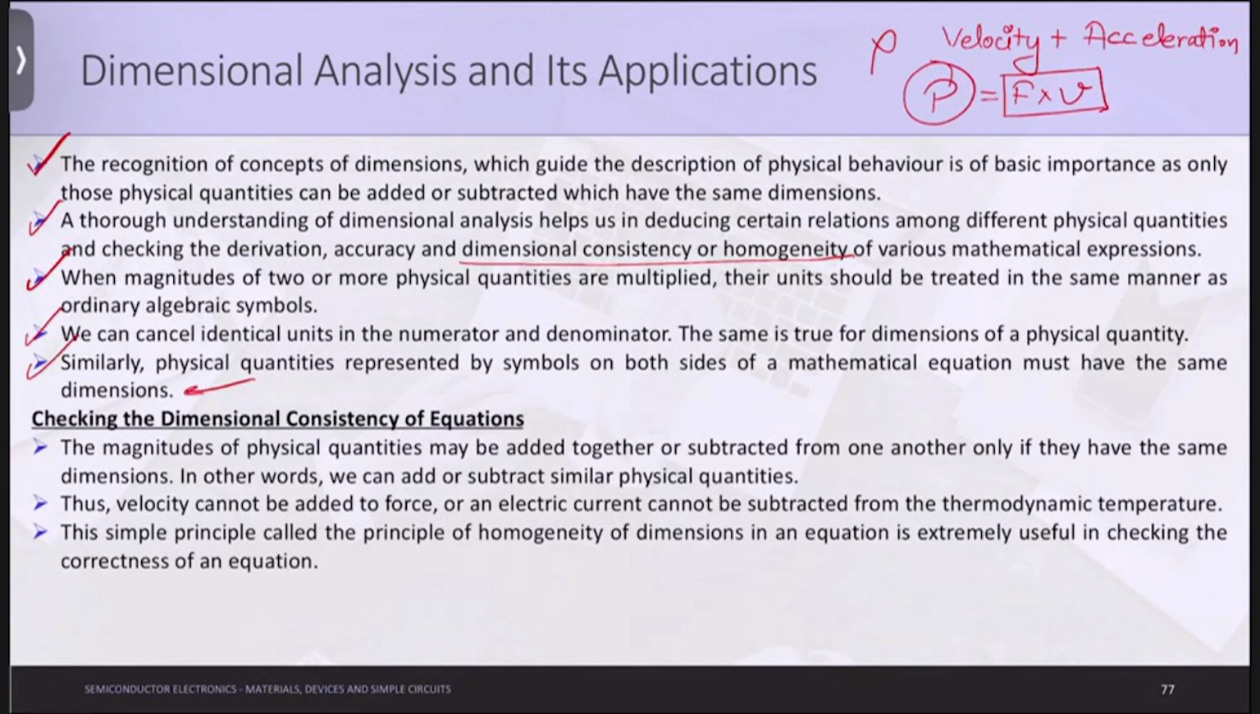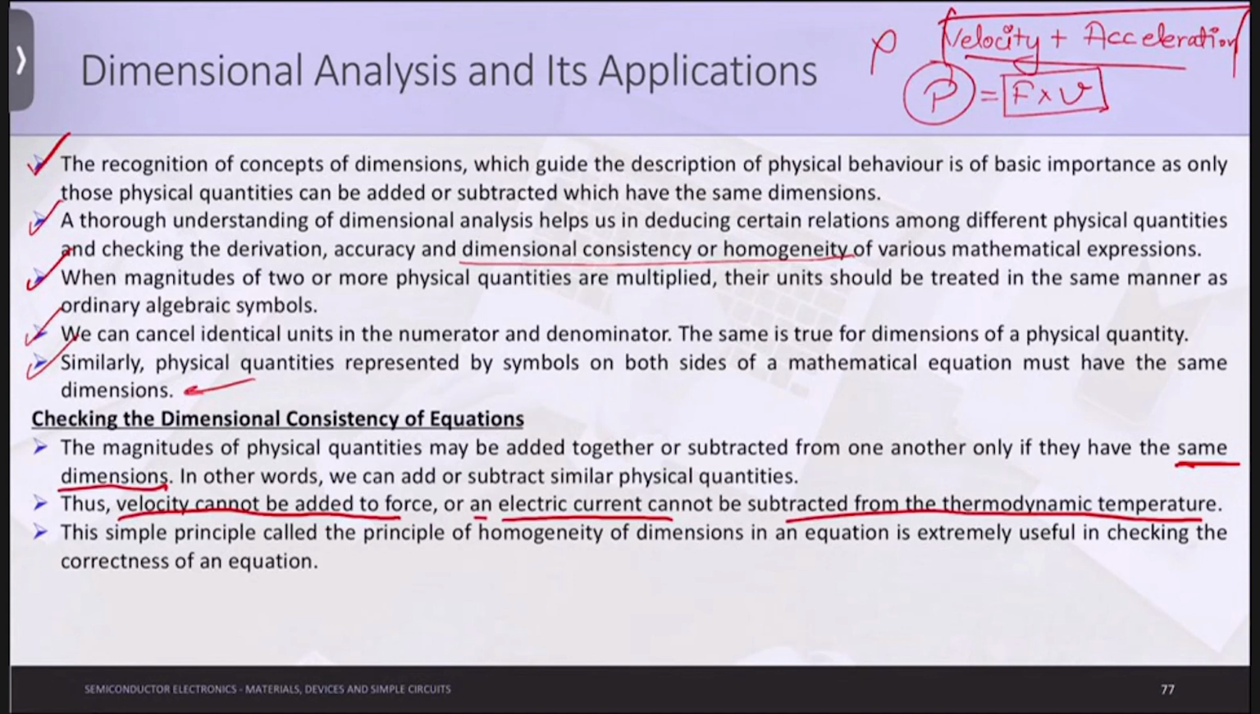Okay, let's move on. So, checking the dimensional consistency of equations. How do we check the dimensional consistency of equations? Let us try to understand that. The magnitudes of physical quantities may be added together or subtracted from one another only if they have the same dimensions. Please remember, only if they have the same dimensions. In other words, we can add or subtract similar physical quantities. Thus, velocity cannot be added to force, the same concept which I explained here, or electric current cannot be added to a thermodynamic temperature.